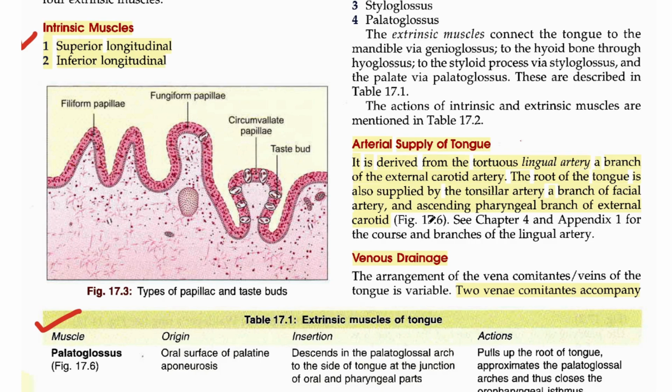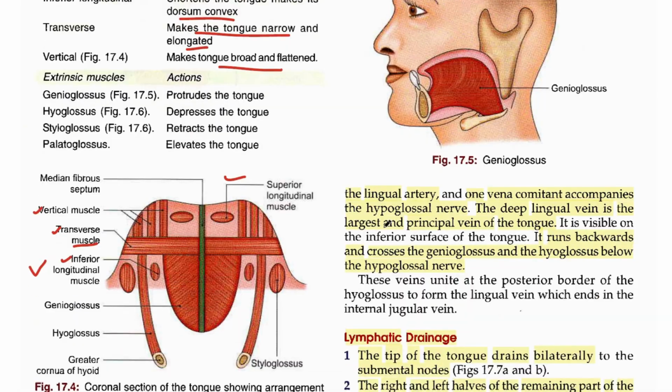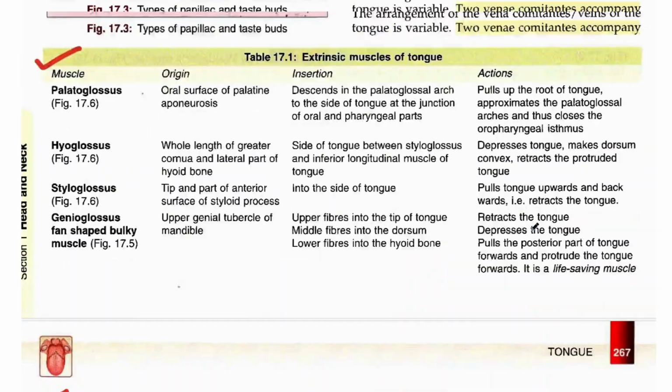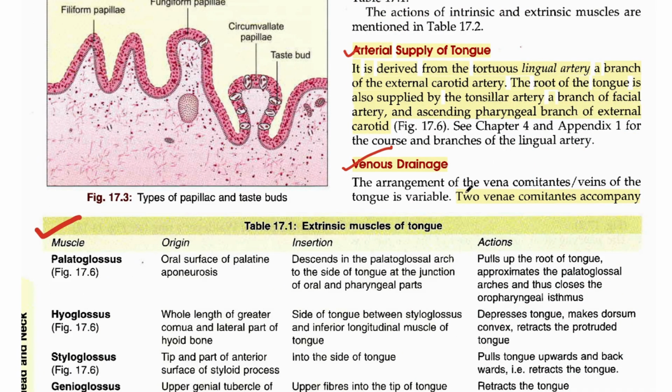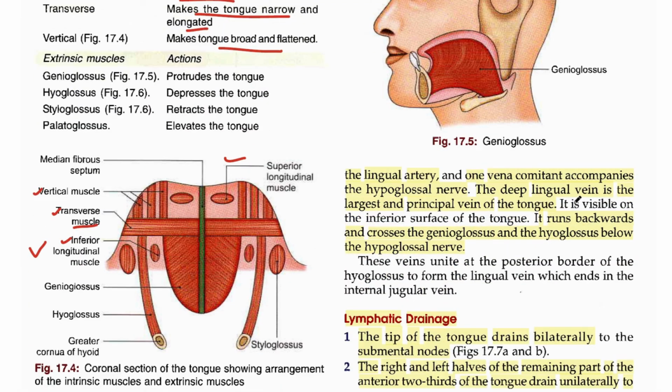One of the branches is the lingual artery. Also, the root of the tongue is supplied by the tonsillar artery. That is all about the arterial supply of the tongue. The venous drainage of the tongue: 2 venae comitantes accompany the lingual artery, and 1 vena comitans accompanies the hypoglossal nerve. The deep lingual vein is the largest and the principal vein of the tongue. In case of artery, it was the lingual artery, which is the main branch that supplies the tongue. In case of venous drainage, it is the deep lingual vein, which is the largest and the principal vein of the tongue.